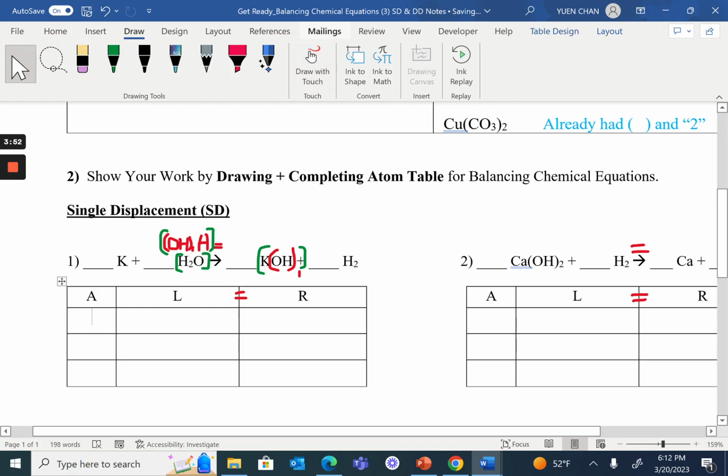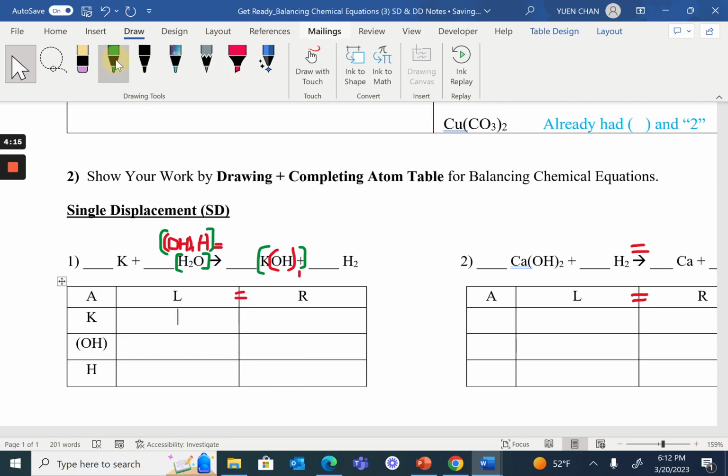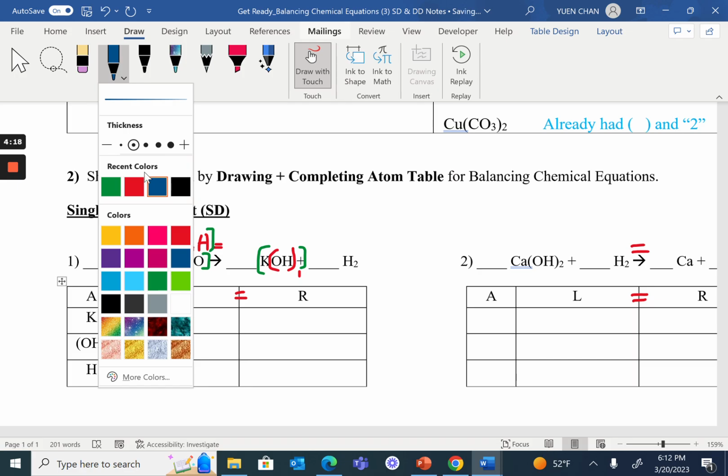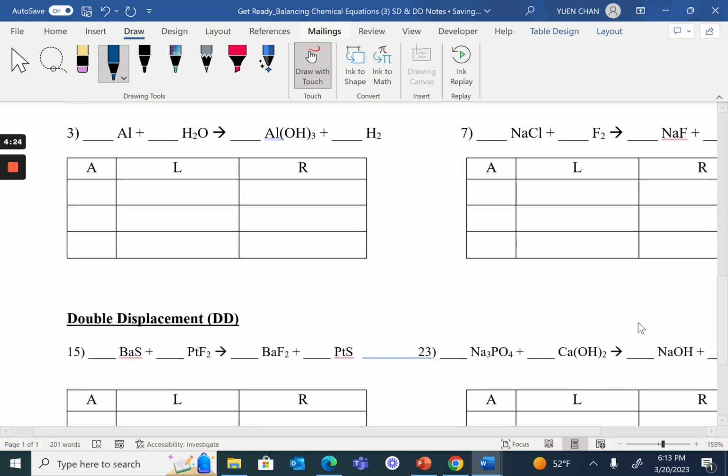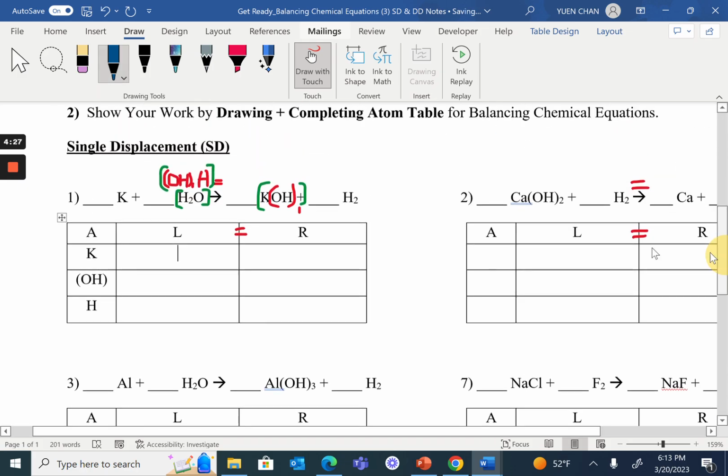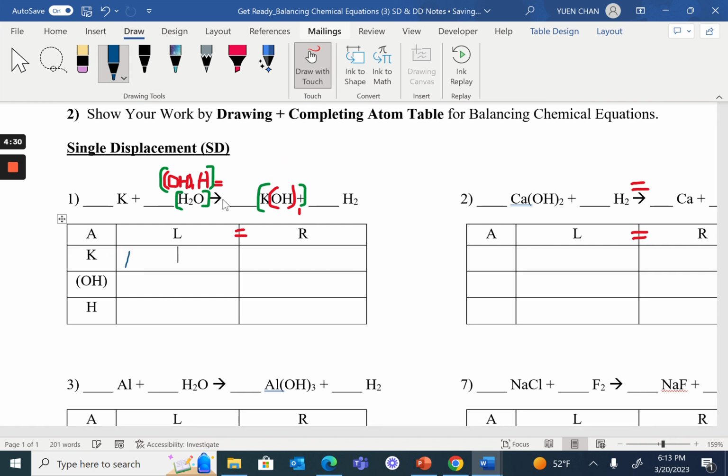All right, so we first of all fill in the table. I have K in the table. Here, you no longer say H because I already take the water to be OH and H. So I will say I have a parenthesis OH. Always put a parenthesis around the poly, and then I have an H. So we no longer say H and O. And on the left-hand side, we're going to start to use the blue pen to write down where we start. So on my left-hand side, I got 1 K, and then I got 1 OH.